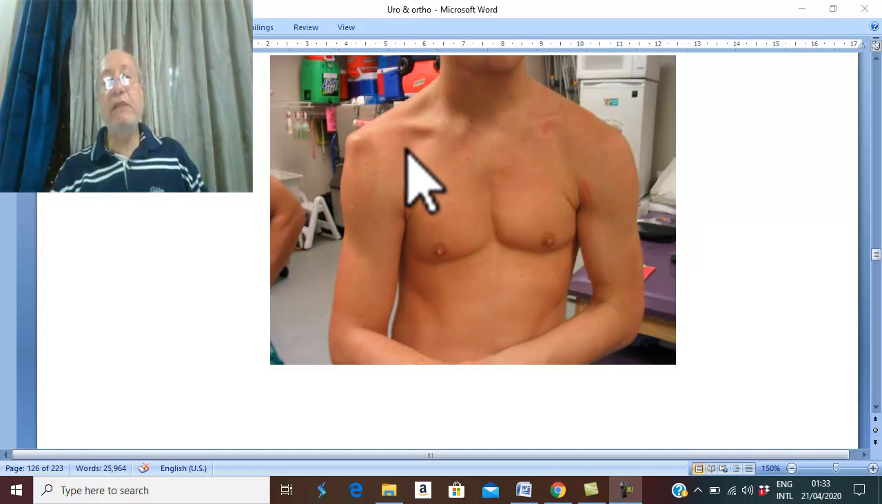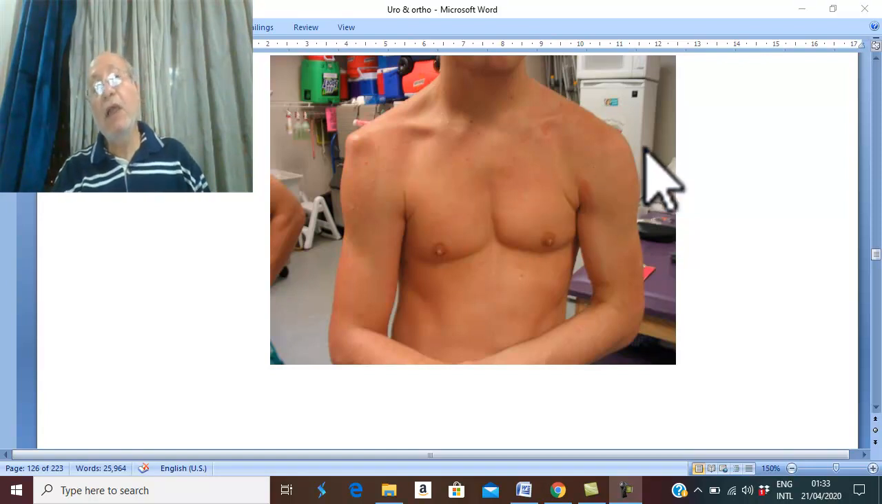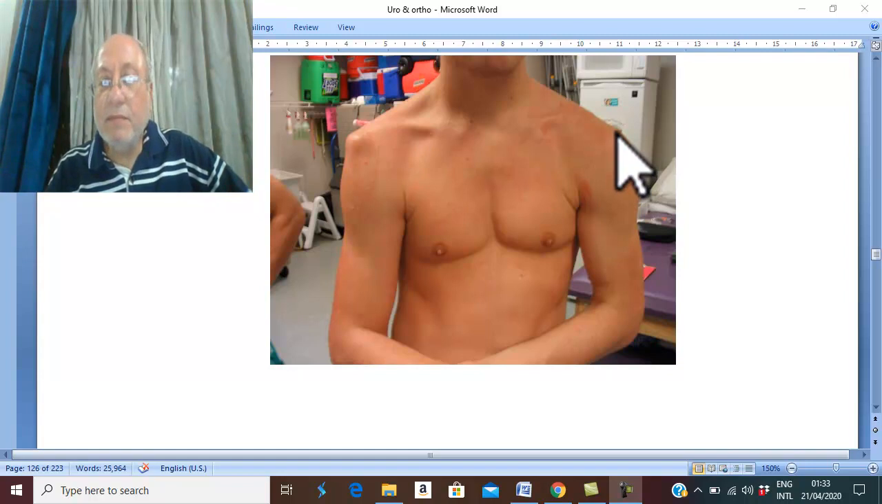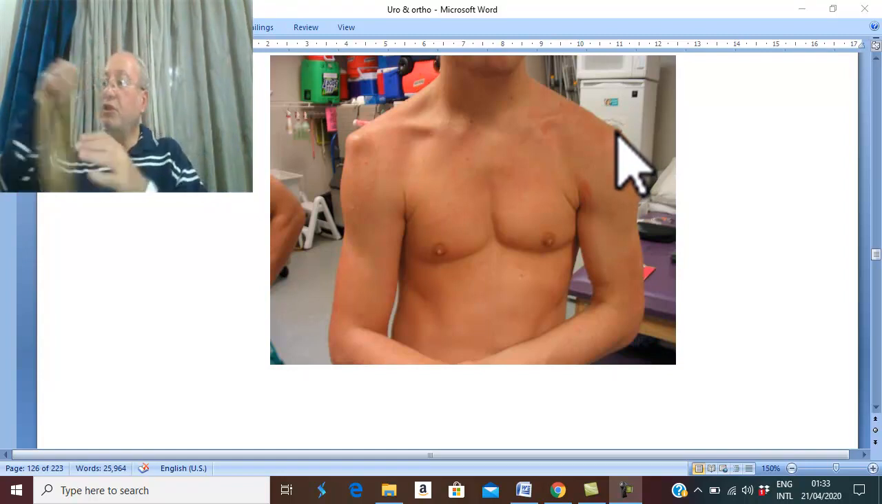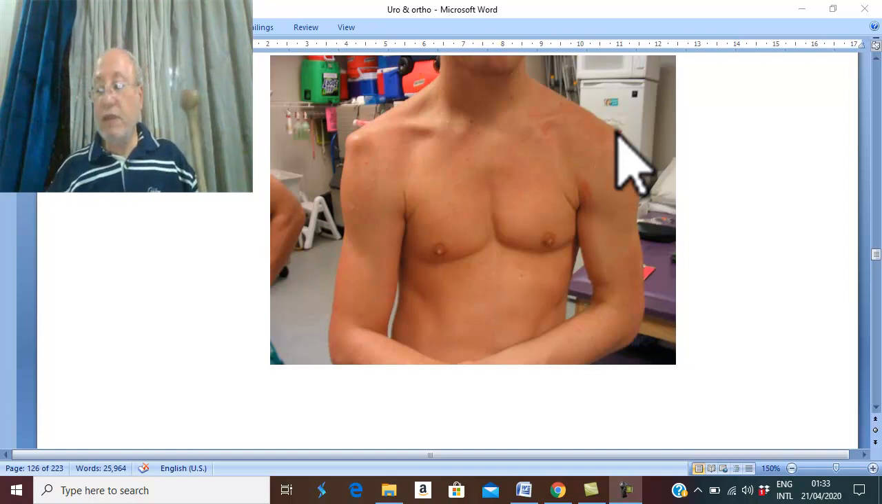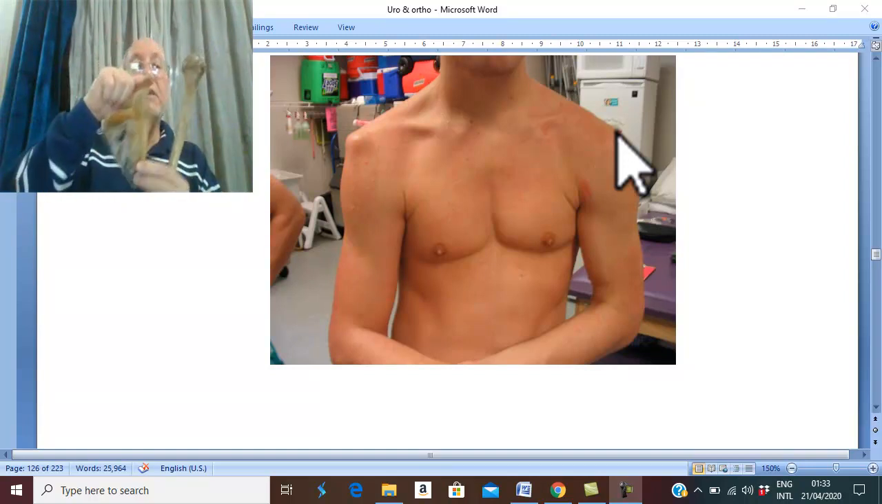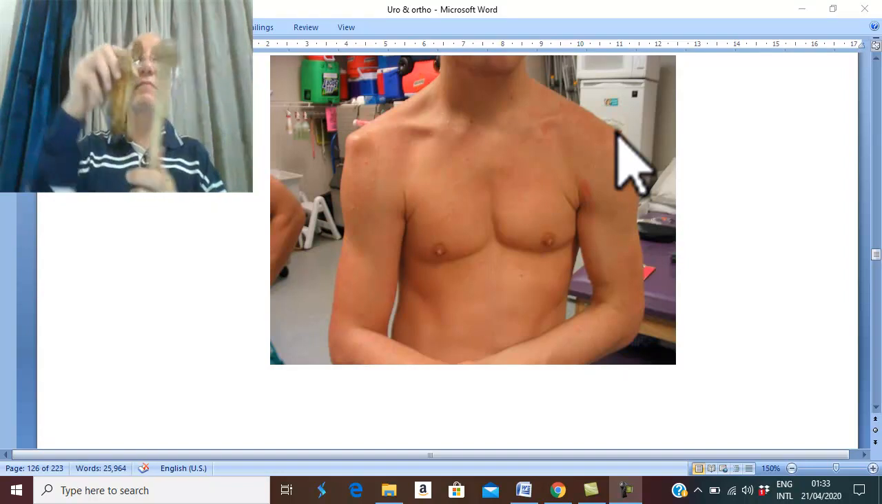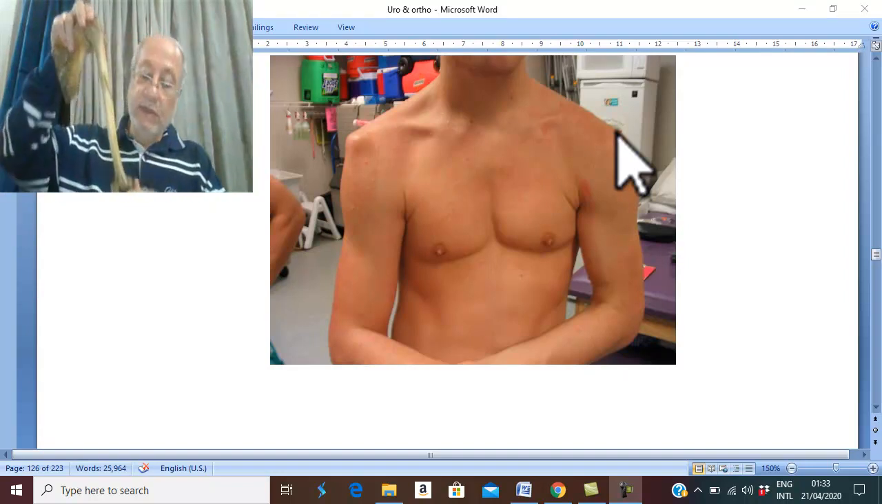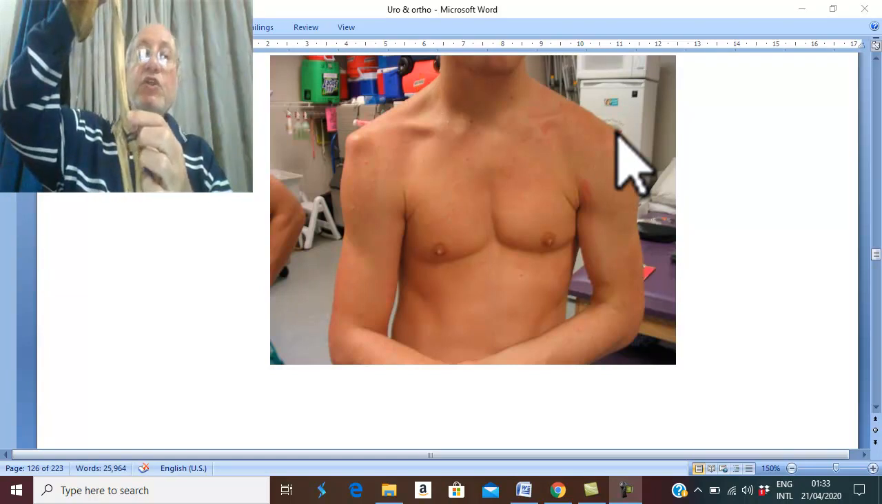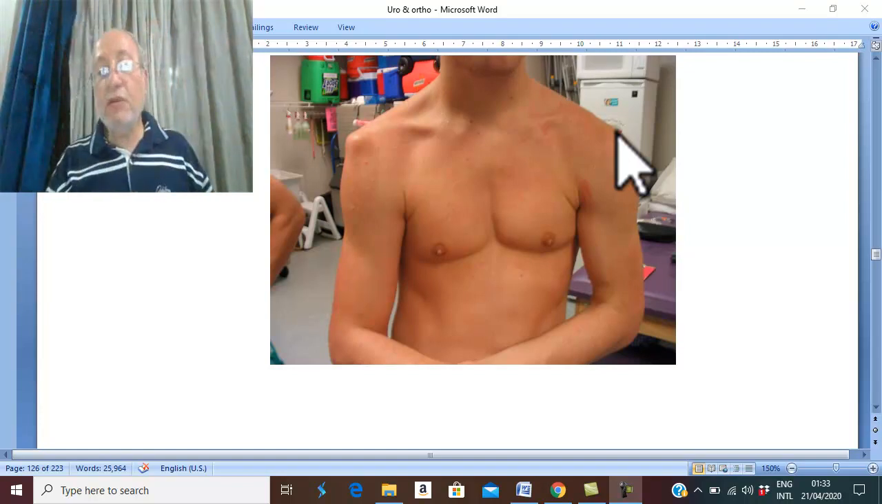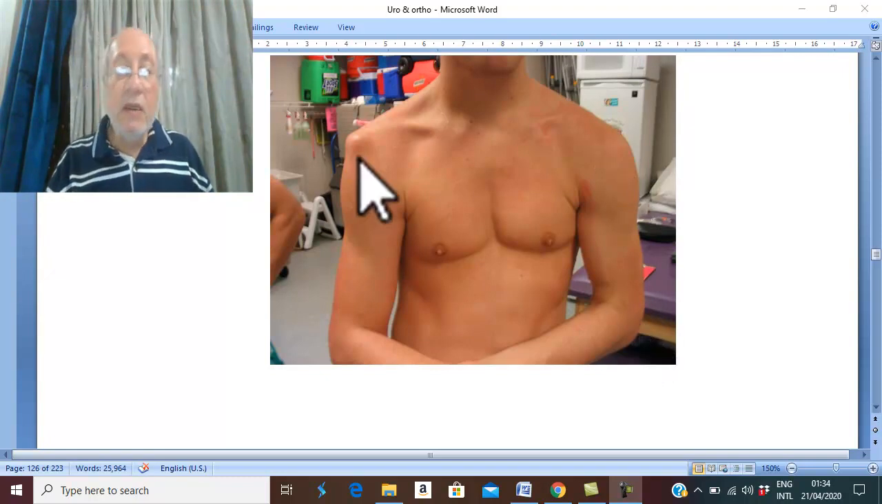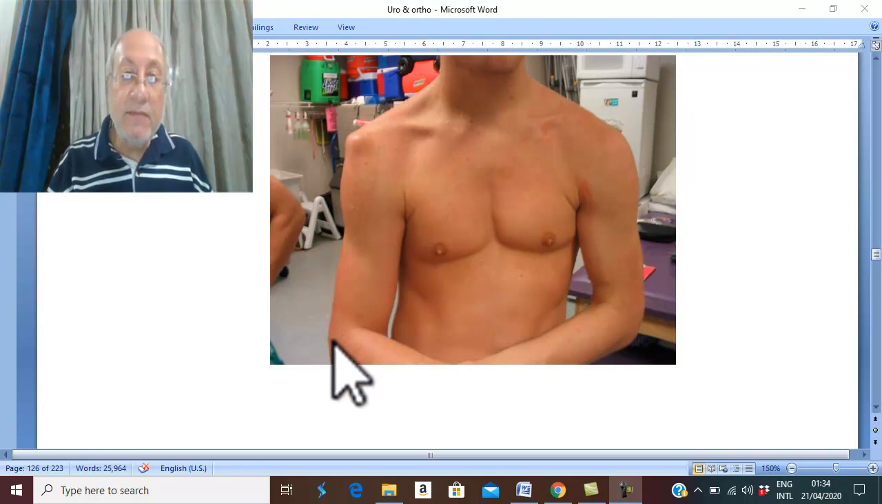Measurements. Measure the length of the upper limb. Measure the length of the arm. The arm is measured from this bone, which is the acromion process, to this bone, which is called the lateral epicondyle of the humerus. Measure from the acromion process to the lateral epicondyle.